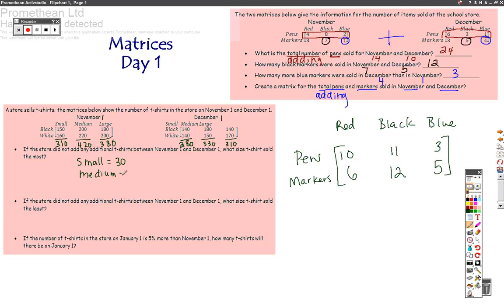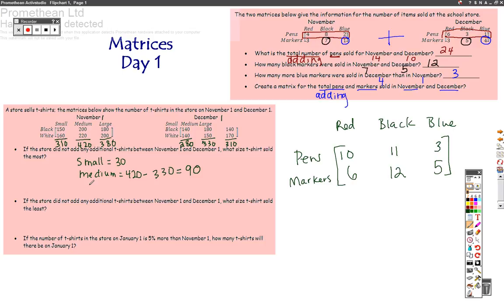For medium you started with 420. Now you only have 330. So then we subtract them. That means that I sold 90.